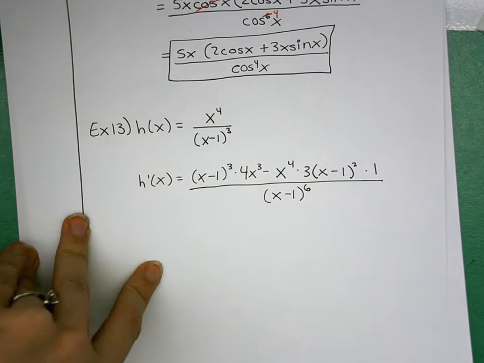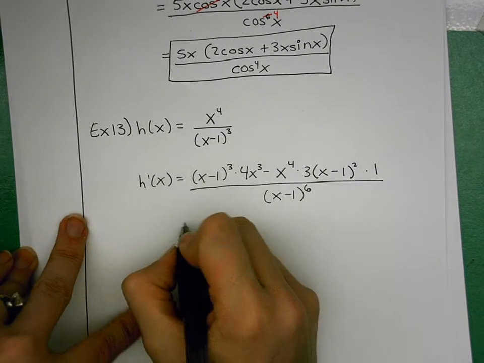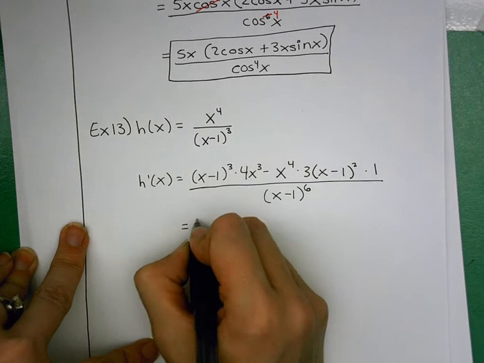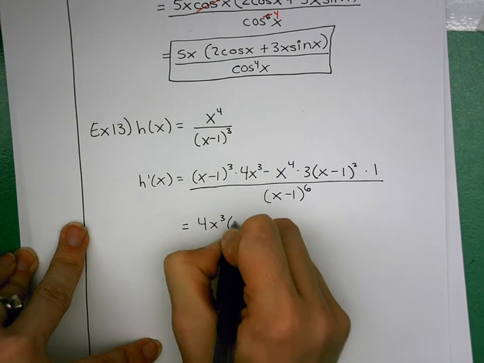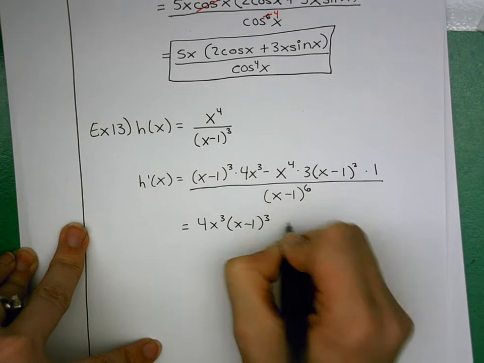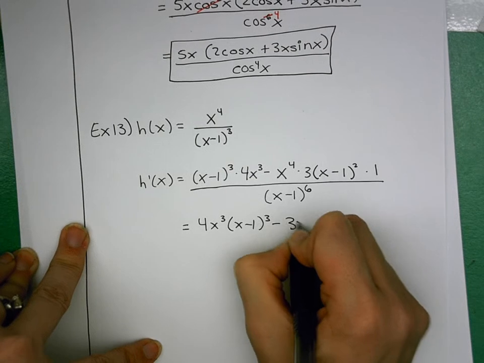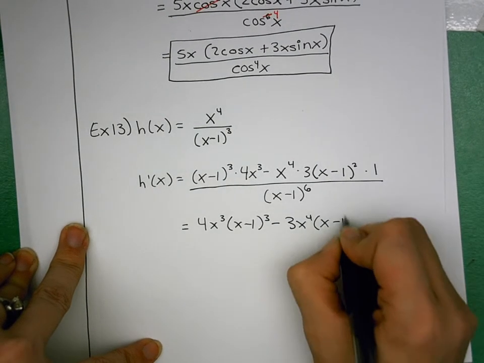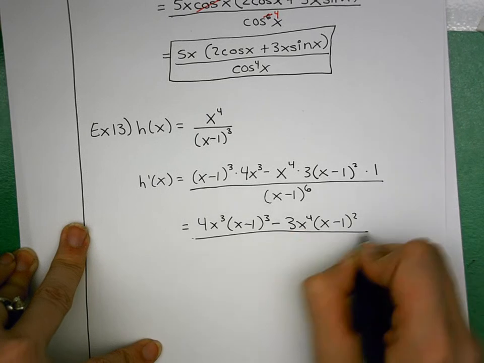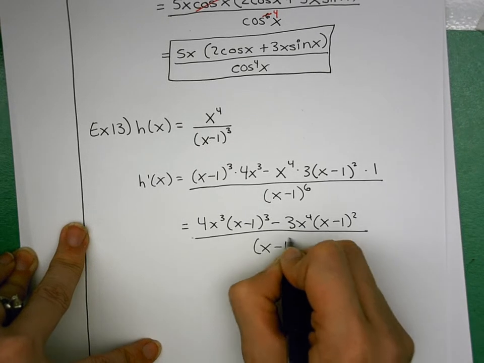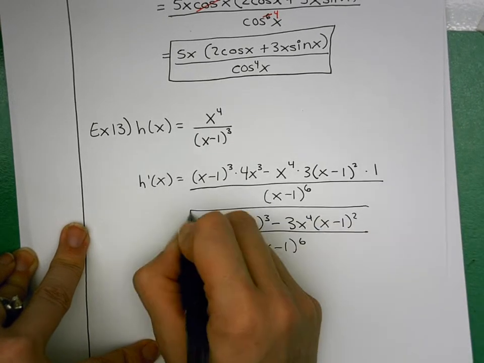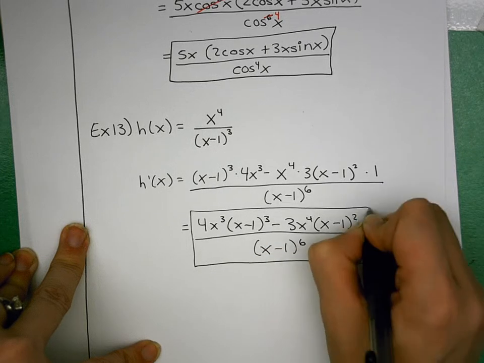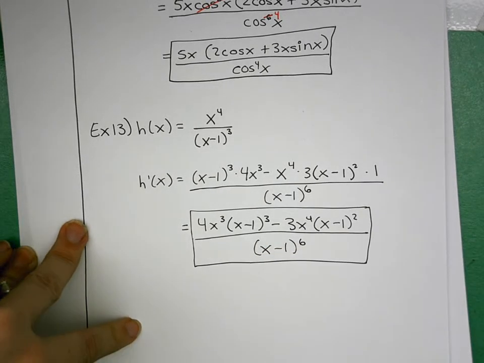Okay, and so then cleaning that up, 4x cubed, I'm going to go ahead and bring that to the front of this first term. At the back we have 3x to the 4th, 3 times 1 is 3, and then our x minus 1 squared. It's possible that would be my answer, but what if it wasn't?